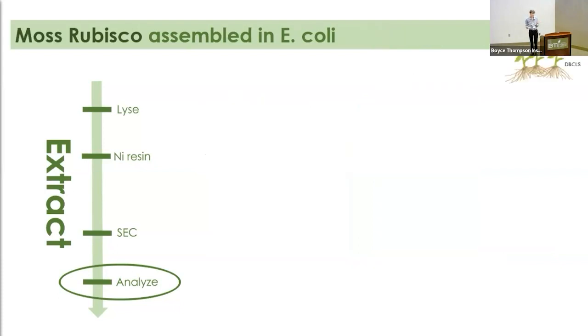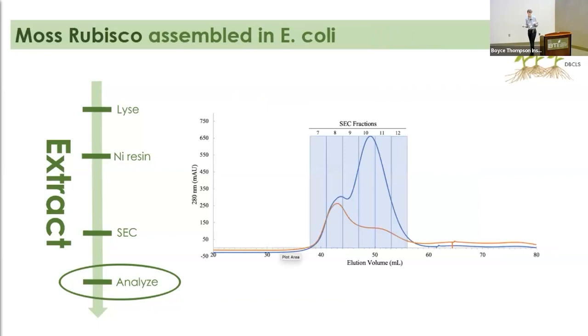So all good there on the control. And if we compare it to the moss, this is the chromatogram overlaid. We have the hornwort in the blue and the moss in the orange. And we can see chaperonins are at similar levels, but Rubisco for hornwort is much higher than the Rubisco for the moss, which is sort of to be expected since I used hornwort assembly proteins.